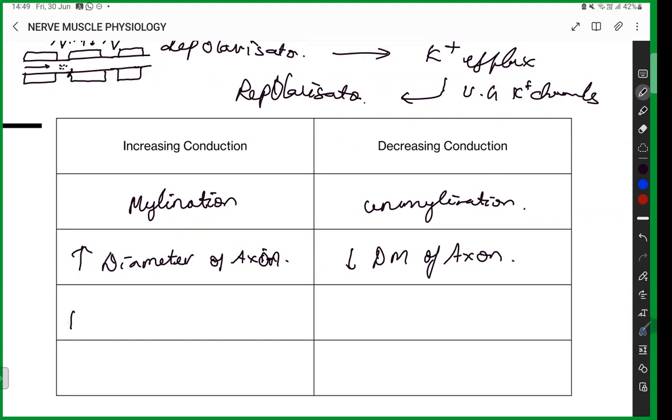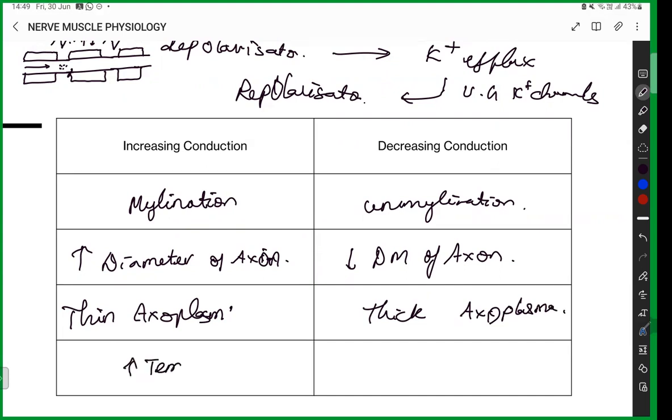Similarly, a thin axoplasm will increase the conduction, whereas a thick axoplasm will decrease it. Why? Because axoplasm causes resistance, so that resistance is avoided. Then an increase in temperature causes an increase in conduction, and a decrease in temperature causes a decrease in conduction. So that's all. These are the factors that affect conduction: axon diameter, myelination, temperature, and you have to understand all these things.